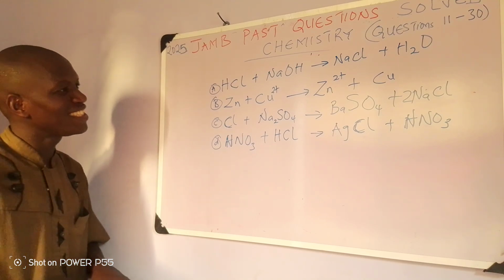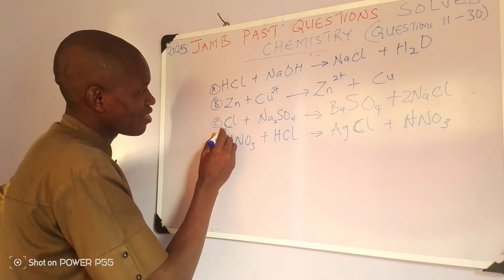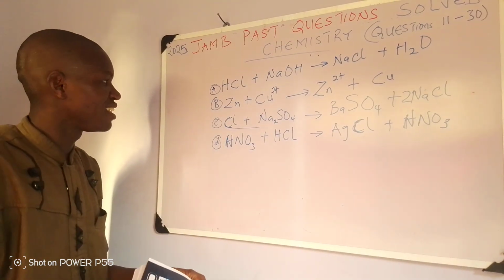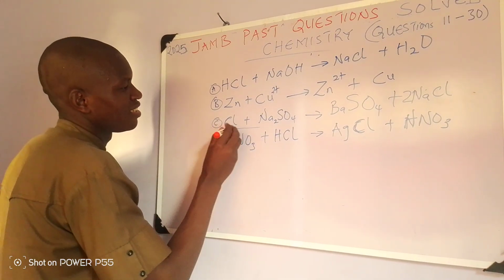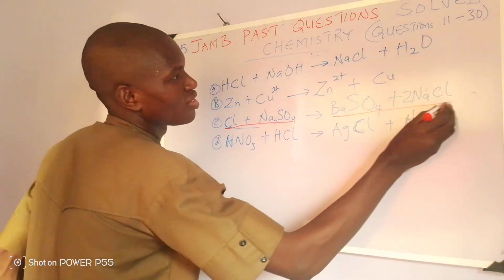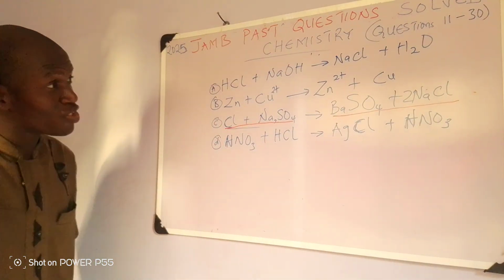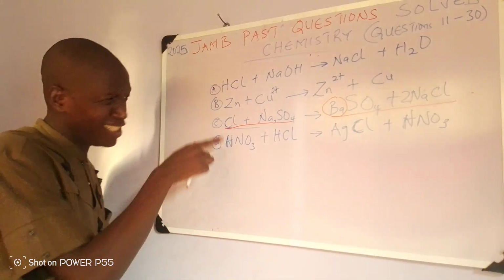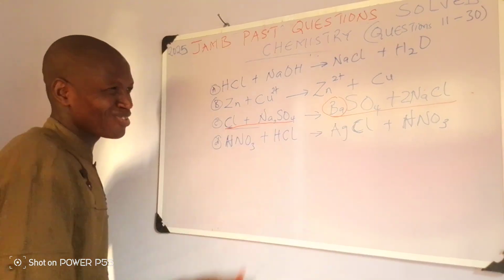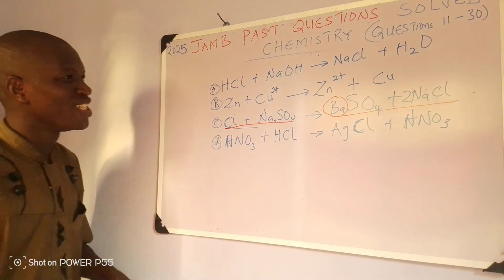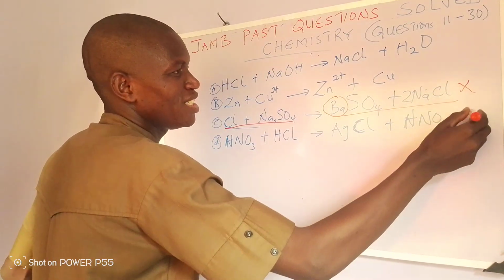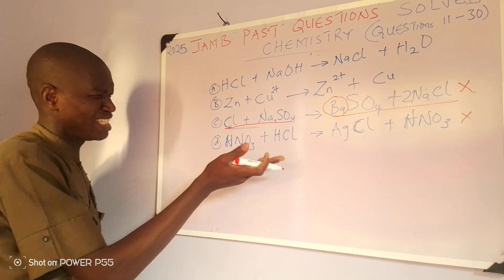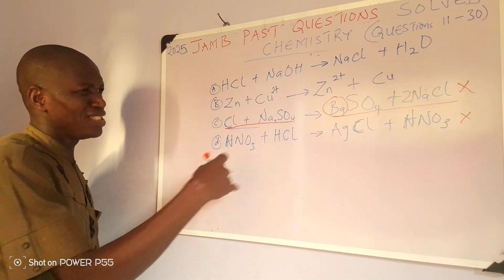Alright, so if you didn't get it, look at our reactants here on option C. And look at our products. Do you see something like barium sulfate? Where is barium? Where is it from? It's not in the reactant too, but is it the product? Blunder. So this is already out of the game. This is also out of the game. I'm seeing silver chloride. Meanwhile, I don't even have silver here. Can you imagine? So the two are out of the game.